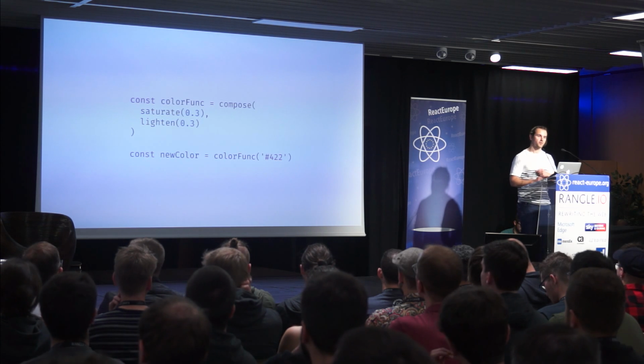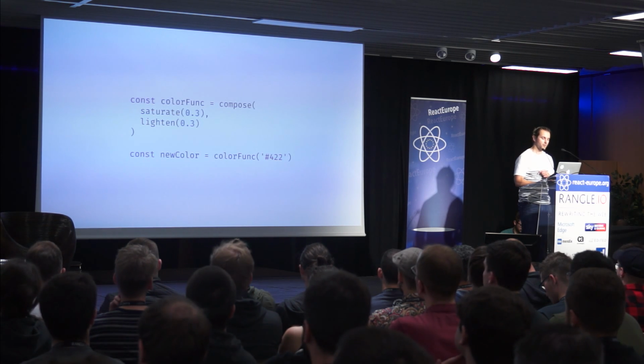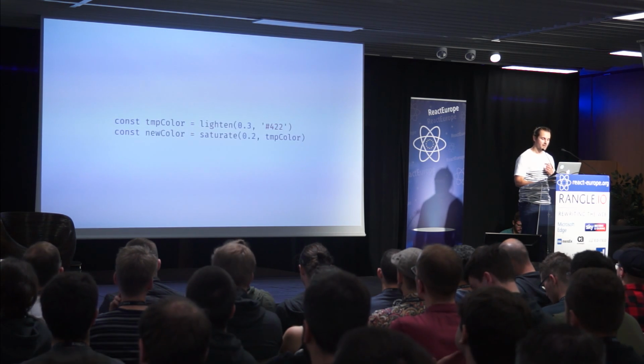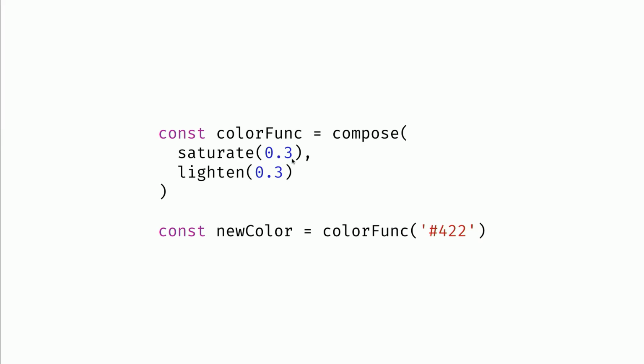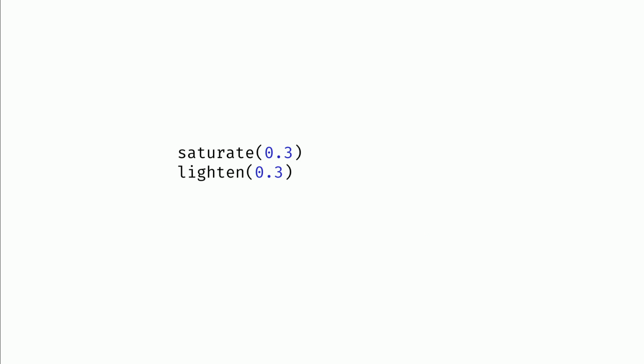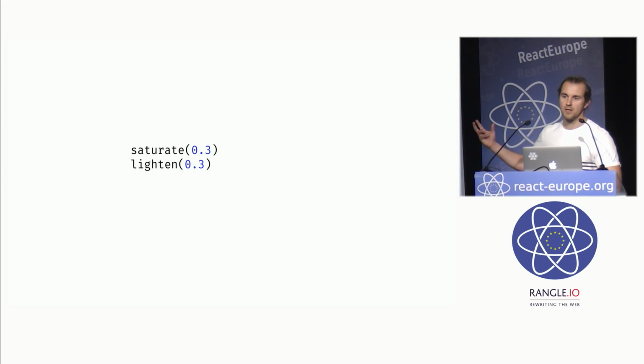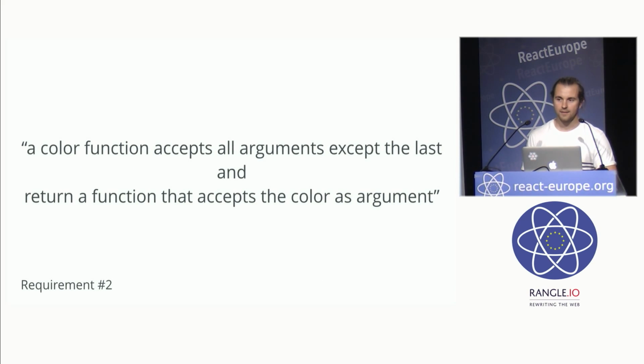But we also wanted to have this composable API, where this would do exactly the same: you compose, lighten, and saturate. But what was interesting is when you looked at the function signature, suddenly the color was not there anymore. It was just the amount. And that led us to the second requirement.